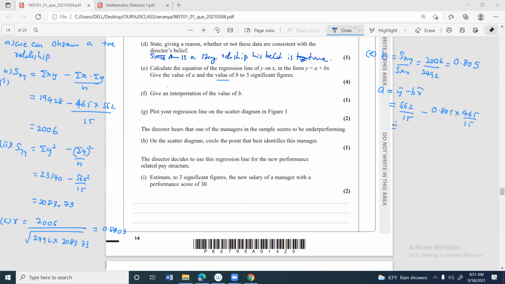From this way, you get the answer as a is 12.512. So you can get this answer. Then y equals 12.512 plus 0.805x would be the equation of the regression line.